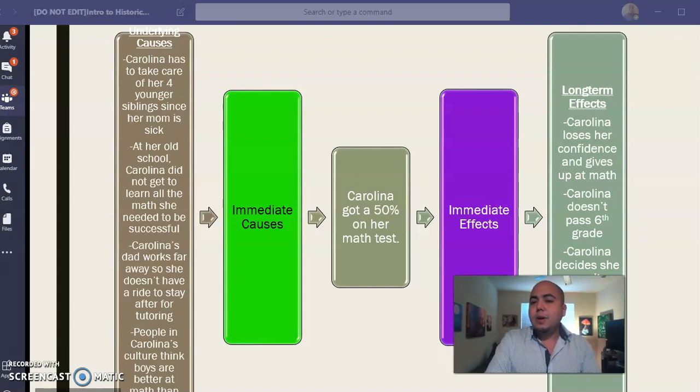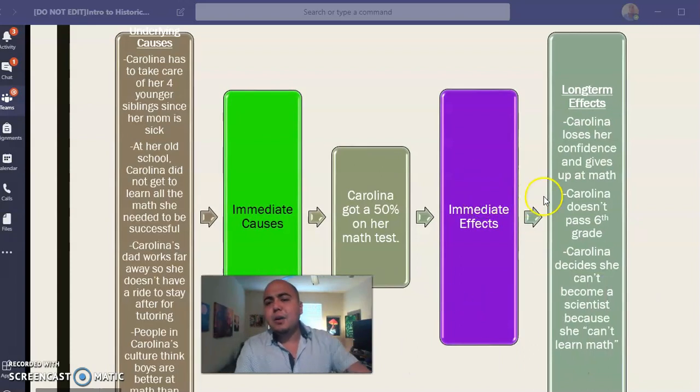And then for the long-term effects, Carolina loses her confidence and gives up on math. Carolina doesn't pass 6th grade, and Carolina decides she can't become a scientist because she can't learn math. So you can see how things that you cannot see, hidden behind her background, her context about how she's being raised, could have an impact on her future.